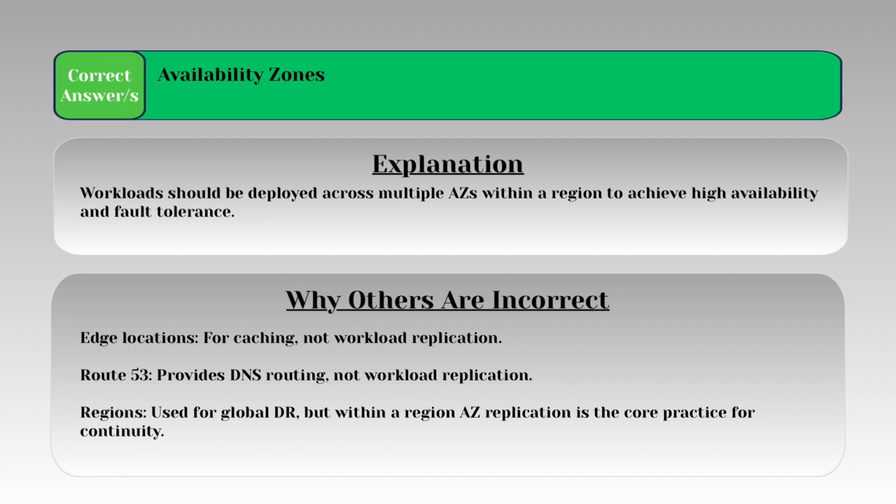Why others are incorrect? Edge locations, for caching, not workload replication. Route 53, provides DNS routing, not workload replication. Regions, used for global DR, but within a region AZ replication is the core practice for continuity.